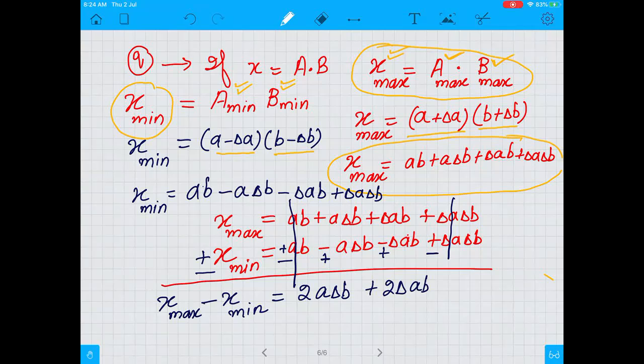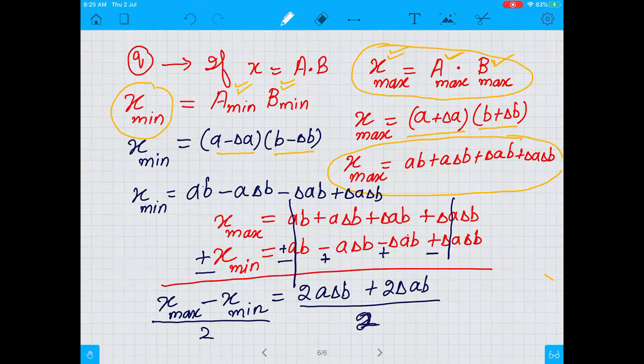So this is the range of values of x, since you are subtracting the minimum value of x from the maximum value of x. Now you see, if you divide the range by 2, you will get the uncertainty.